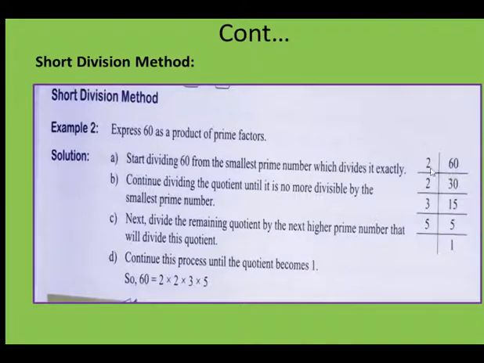So 60 divided by 2, we have got quotient 30. Then 30 divided by 2, we have got quotient 15. That 15 is divisible by 3, we have got quotient 5. Then 5 is divisible by 5 and we have got 1. So 2, 2, 3 and 5 are the prime factors of 60. Okay. In this way we can find the prime factors using the short division method.